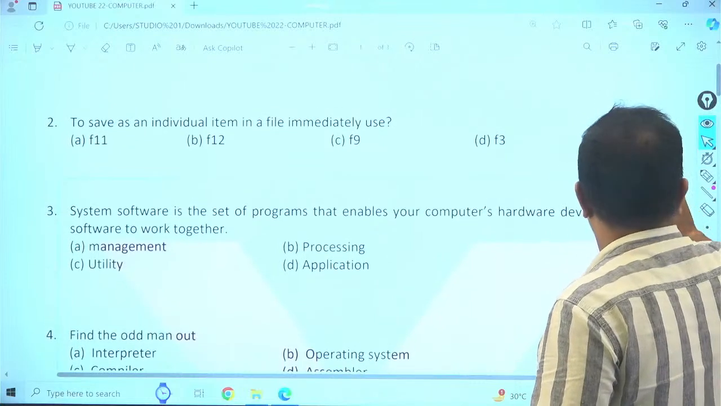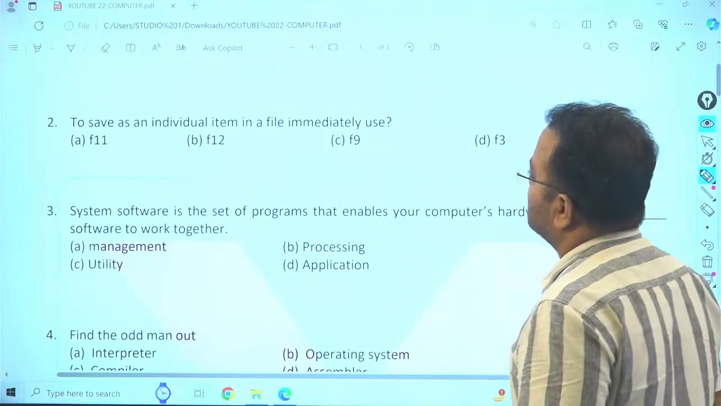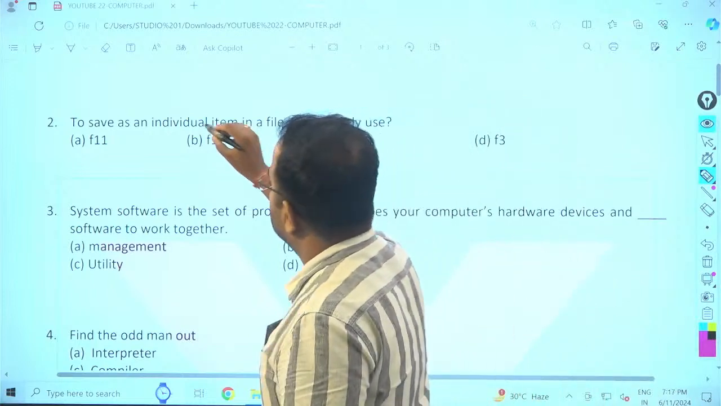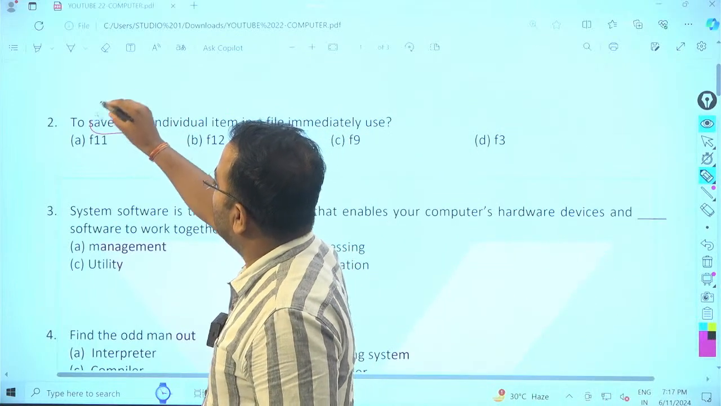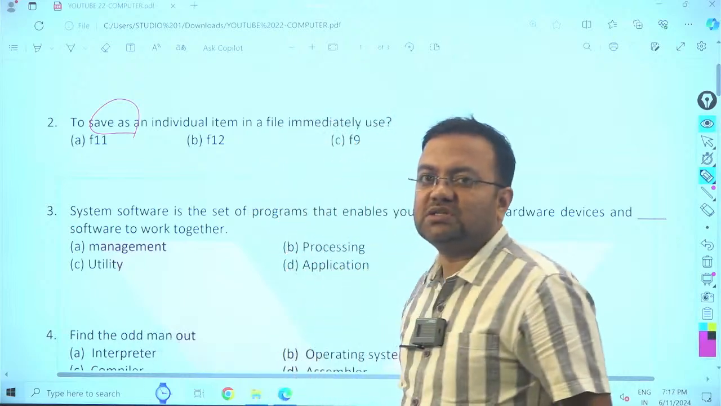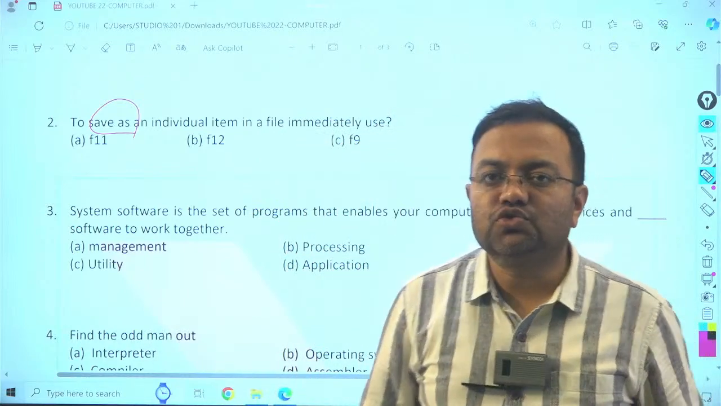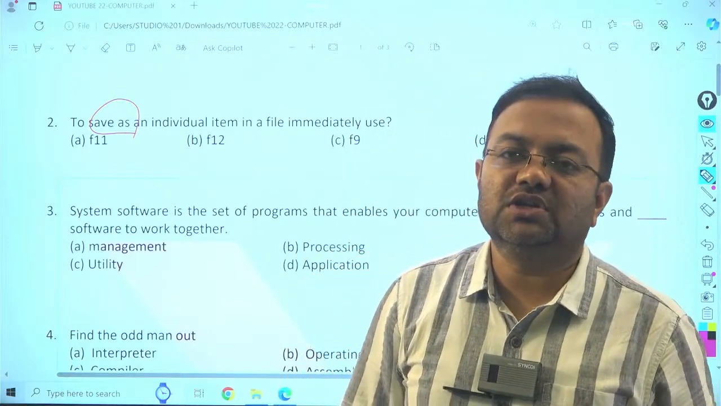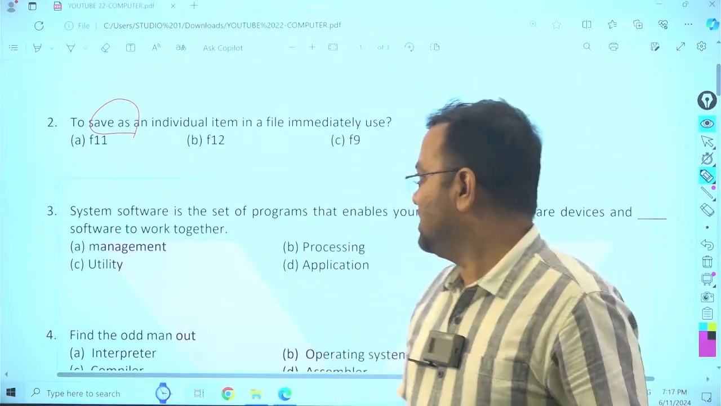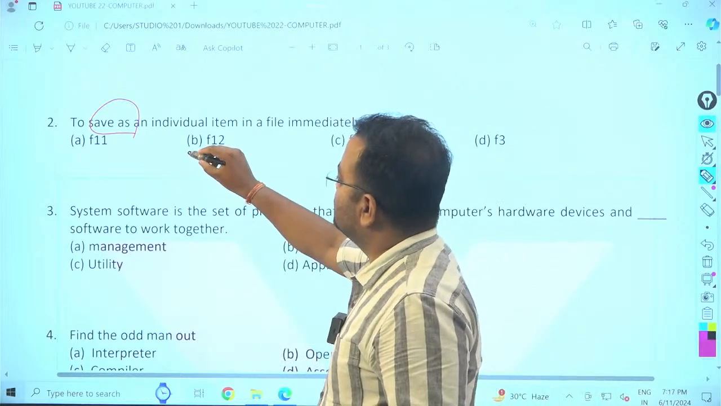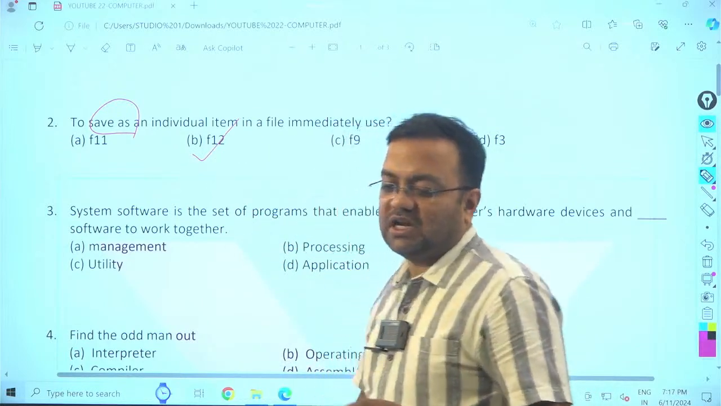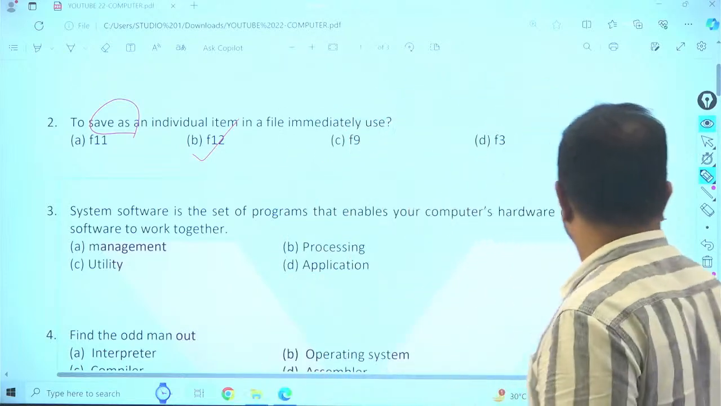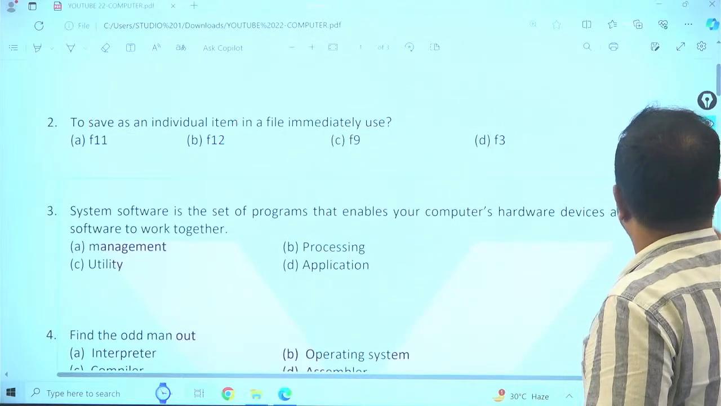So what is question number 2? The question number 2: to save as the individual item immediately use dash. So it has asked about save as. So very popular question, okay, it is the previous question of CGL 2022. The question is that what is the shortcut key used for the save as? So answer is F12. So F12 is the shortcut key basically used for save as. So question number 2, answer is B. Then goes to question number 3.